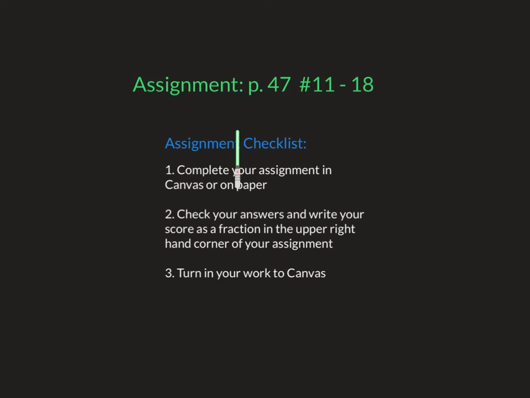Your homework for today is page 47, number 11 through 18. Please make sure to check all your answers when you're finished and turn it into Canvas.